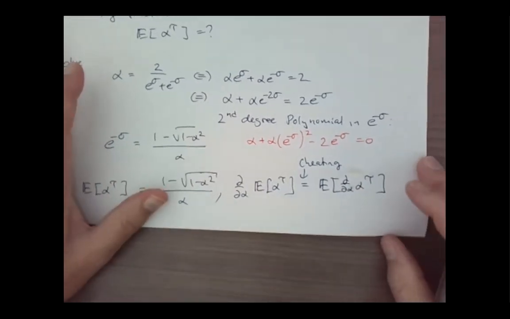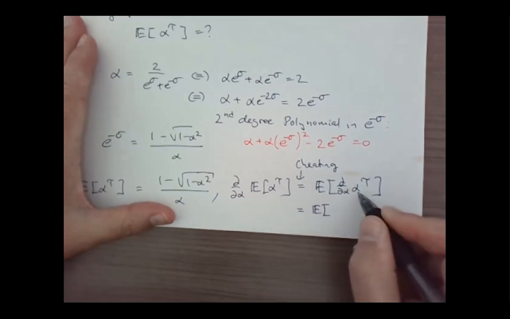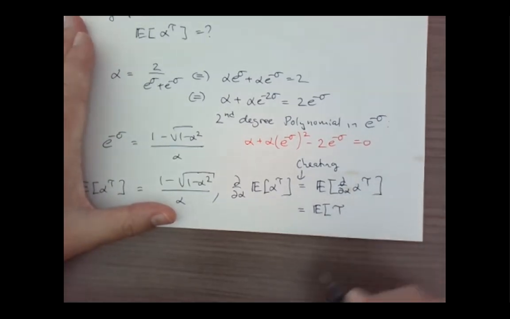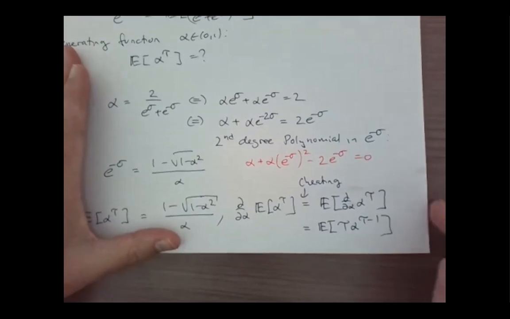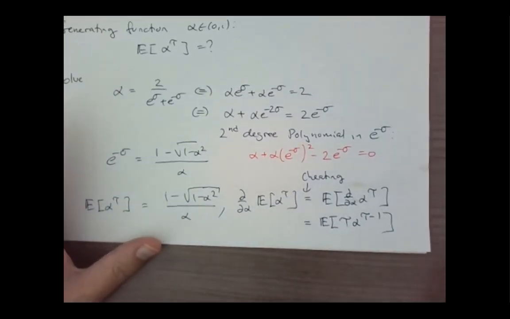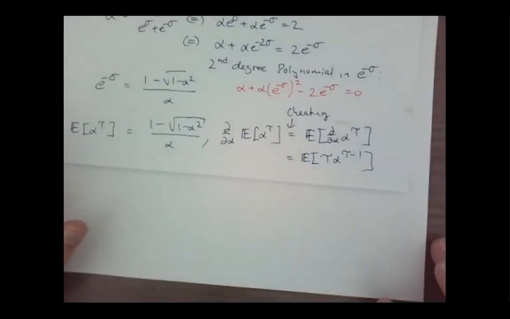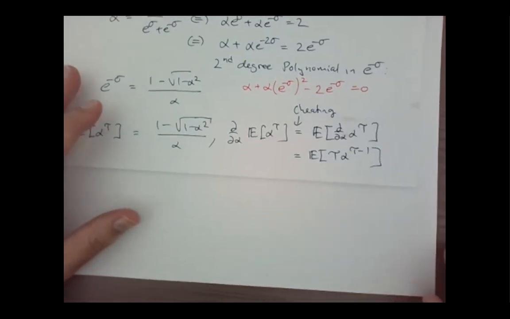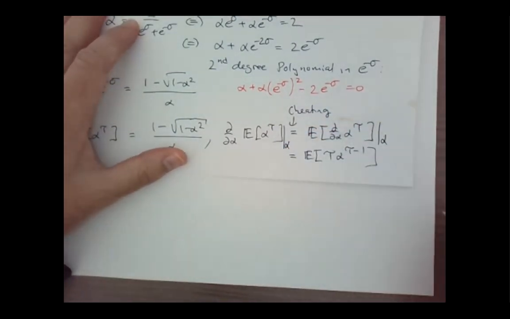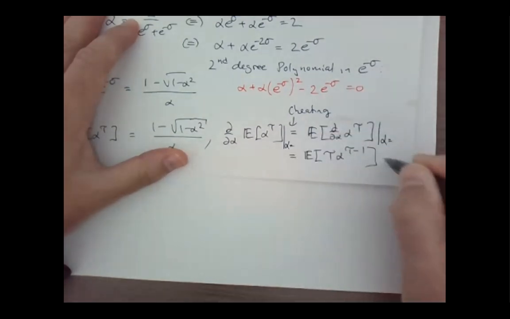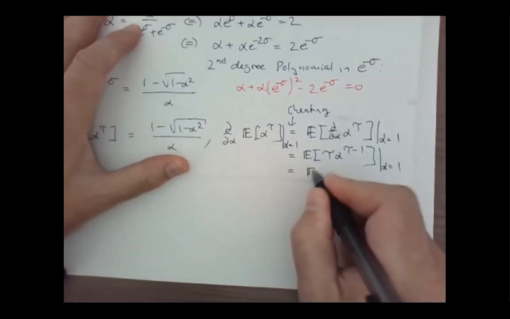This is cheating, but let's do it. We cannot just put derivatives inside, but if we do, what would we get? Tau is going to come down, and then it's going to be alpha to the tau minus 1. So for sure, you're saying taking derivatives, I agree. And then after we take the derivative, where do we want to evaluate? You need to put alpha equal to something. Alpha equal to 1. Then this becomes the first moment.